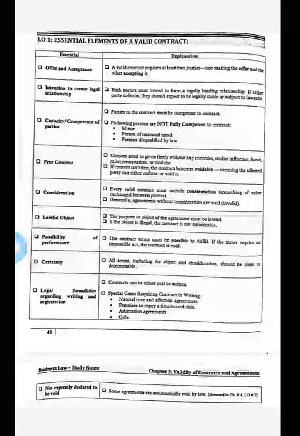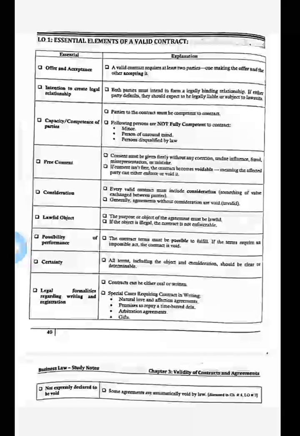So we cannot form a contract with a minor. If we do, there will be no laws against him. There can also be no formation of a contract with a person of unsound mind, someone who is very abusive or someone who is drunk. So we cannot formulate any contract with a drunk person or a person of unsound mind. And then we have the person disqualified by law.